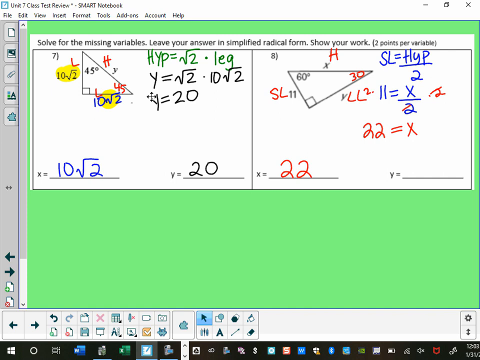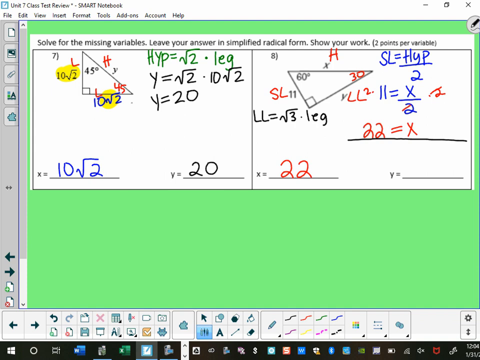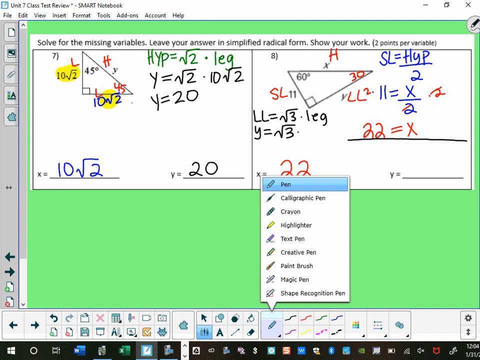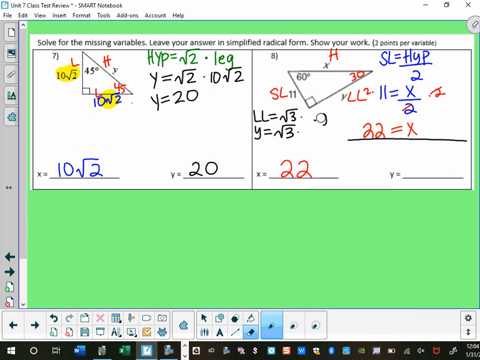Alright, so that's the first one. Next we have the long leg. Let's figure out what the long leg is. That formula is root 3 times the short leg. Sorry, I'm doing all of these and I get confused, so let's make that correction. Root 3 times the short leg, and my short leg is 11. So what do you get when you do root 3 times 11?